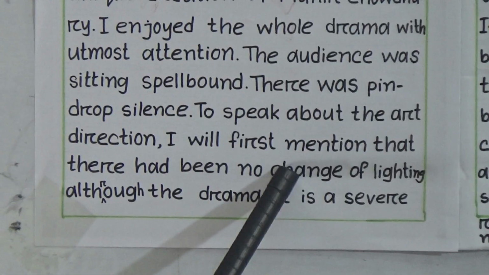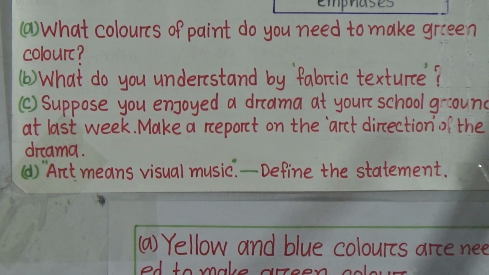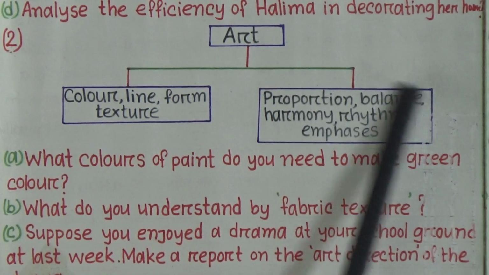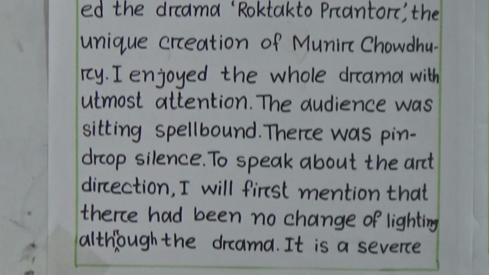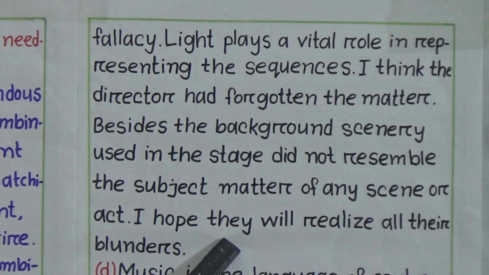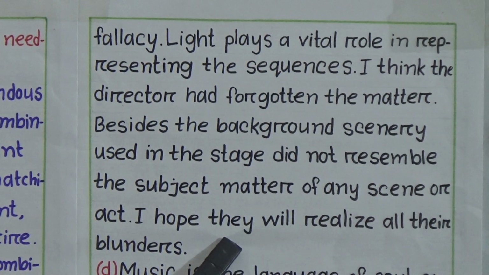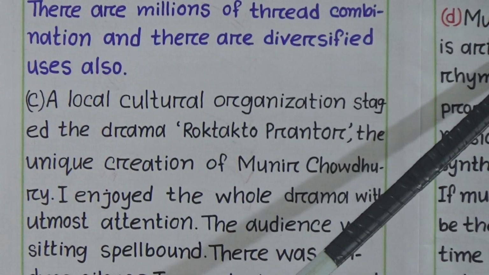Students, we know that there are 5 principles of art, and they are proportion, balance, harmony, rhythm, emphasis. And when we want to do any work or art, we need to combine all these. When all these are together, our work will be successful. So when we stage a drama, we need a stage, lighting, background scenery, and scene or act. If there is any lacking, our work will be unsuccessful. So to make it a success, we need to follow this. And you can write the answer like this.